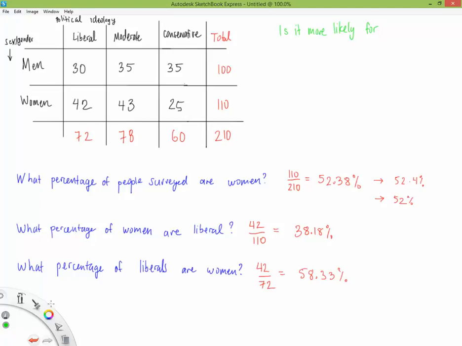That's a terrible color to use. I apologize. Okay, let me switch. Okay. Is it more likely, according to this table, okay, for a woman to be liberal than for a man to be liberal? Okay, and again, this is just made up data, so I'm not trying to make any kind of statements about the country or genders or anything like that. This is just made up data. So, according to our table, we want to know, is it more likely for a woman to be liberal than for a man to be liberal? Okay, what numbers would I be using to compare, okay?